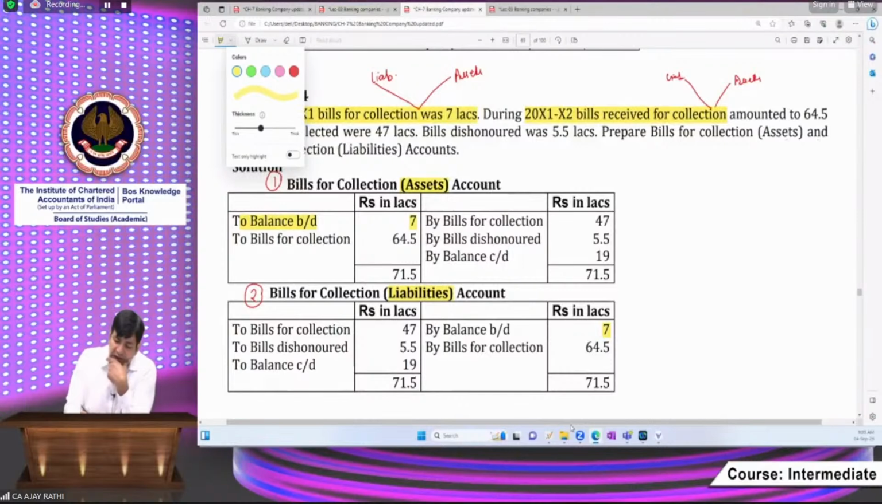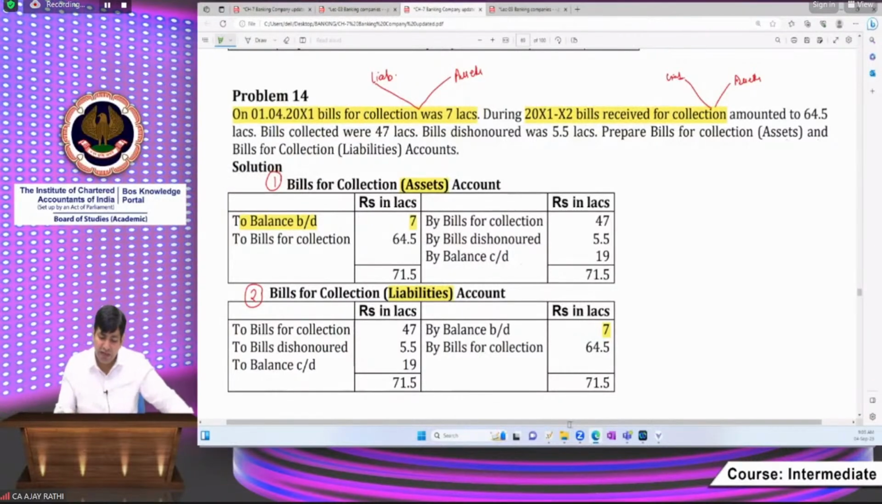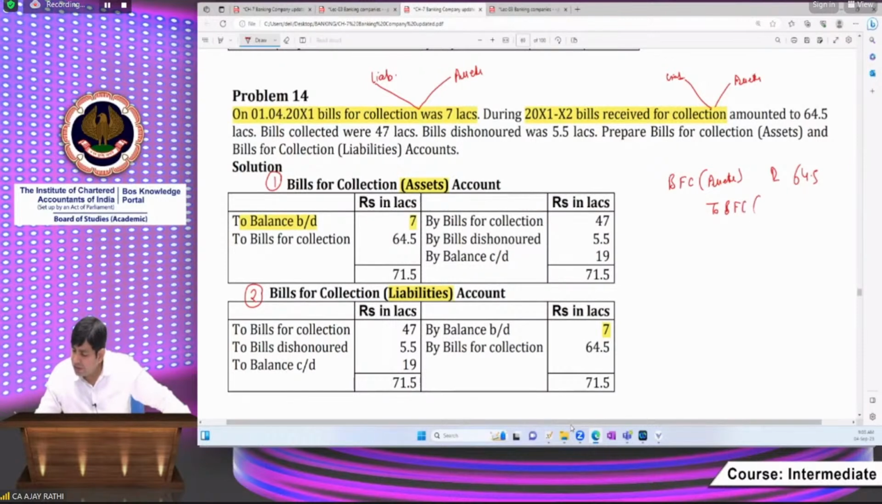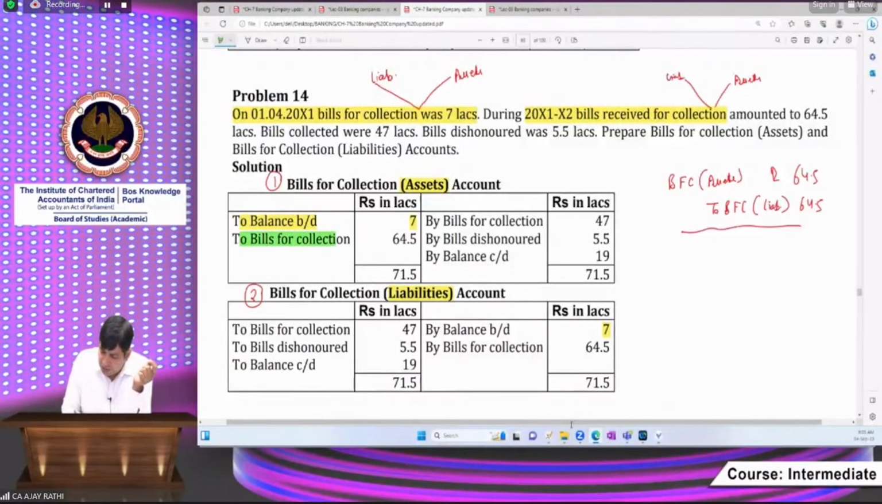So I am highlighting here: bills for collection assets account debit, 64.5 lakh, to bills for collection liability, 64.5 lakh. Then how will I post? Sir, we shall post in this way. In the assets account, we shall pass 'to bills for collection (liabilities account)'. Please write down properly what has been skipped in the study material solution: bills for collection assets account debit, corresponding bills for collection liability also. This is the same solution as the study material.